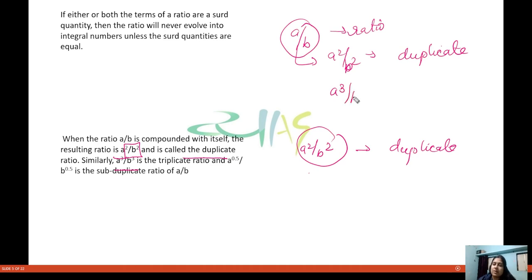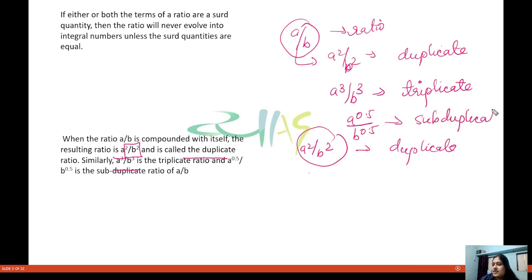And if we are talking about a cube by b cube, this ratio is called triplicate ratio. And if we are talking about a to the power 0.5 divided by b to the power 0.5, this is called subduplicate ratio. I hope everybody understands this.